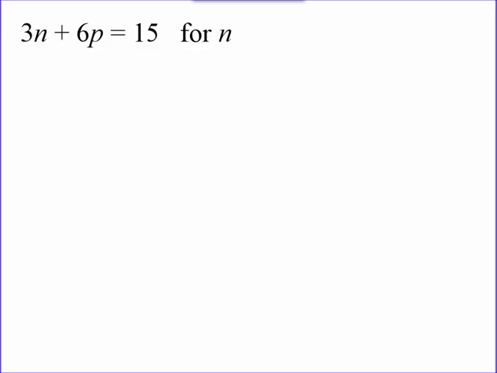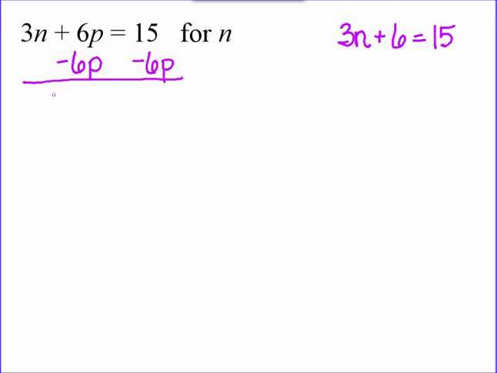So let's go ahead and look at this one. 3n plus 6p equals 15. This is real similar to the following problem: 3n plus 6 equals 15. So I want you to look at the purple problem and tell me what you would do first. You subtract 6. So I'm going to do this over here, except instead of subtracting 6, I'm going to subtract 6p. So on the left side, I'm going to end up getting 3n.